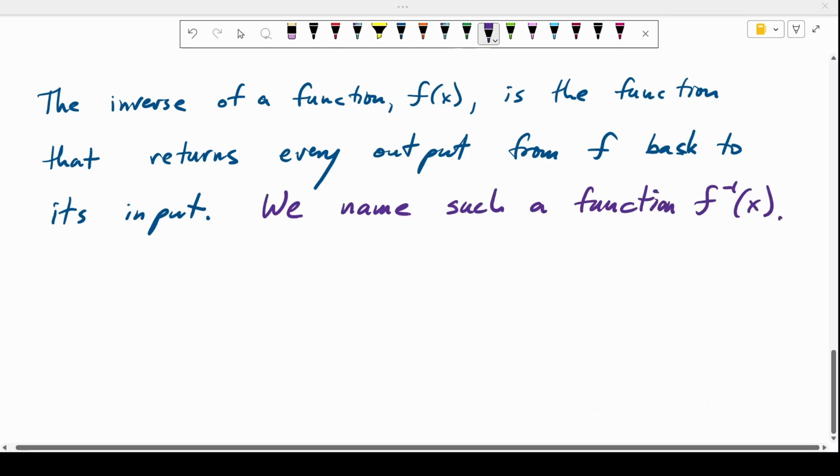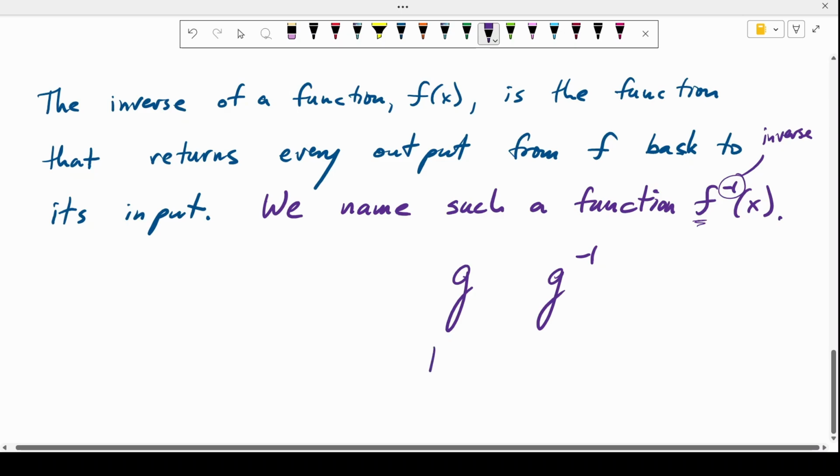Now we name such a function f inverse of x. And this little exponent of -1 is not really an exponent. We say the word inverse; it means that we have the inverse function to the function f. And if we had a function g and then a function that takes all the outputs of g and puts them back to the inputs, we would call that function g inverse.